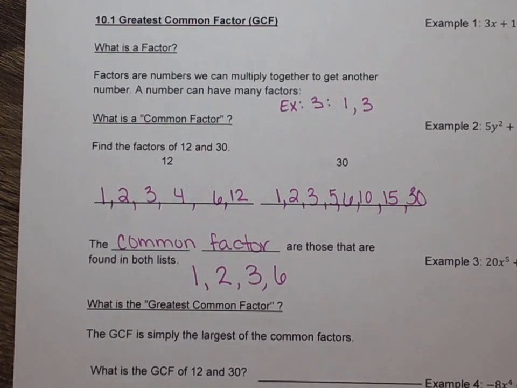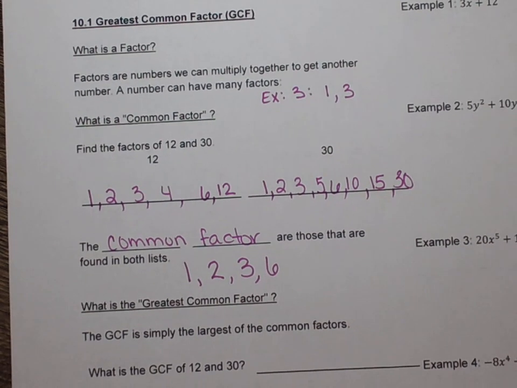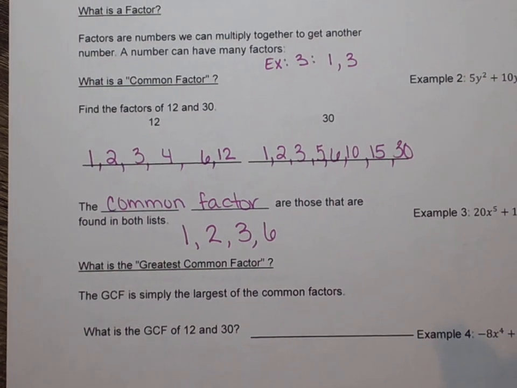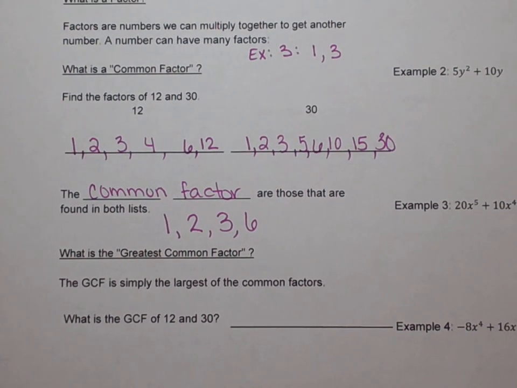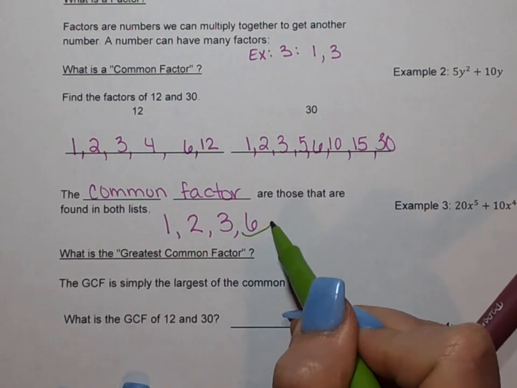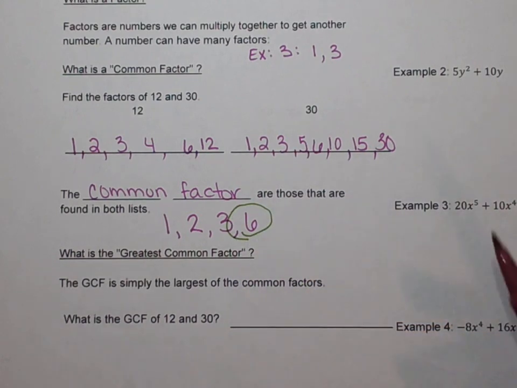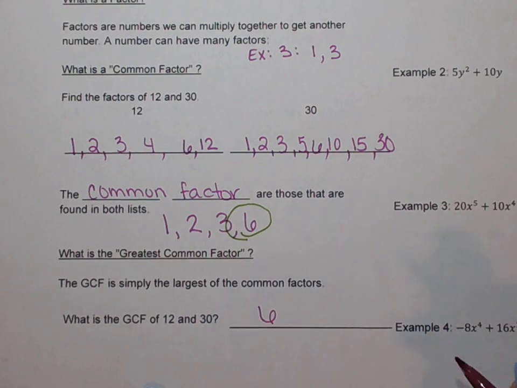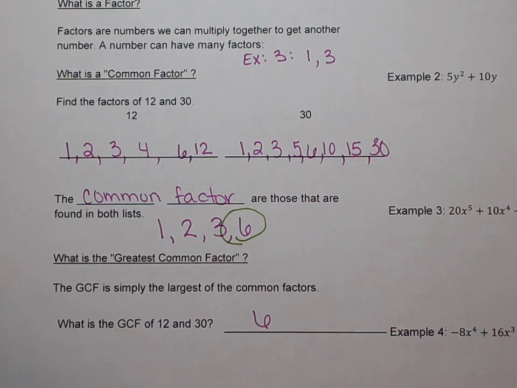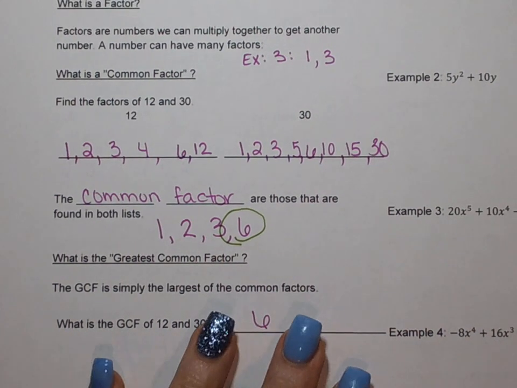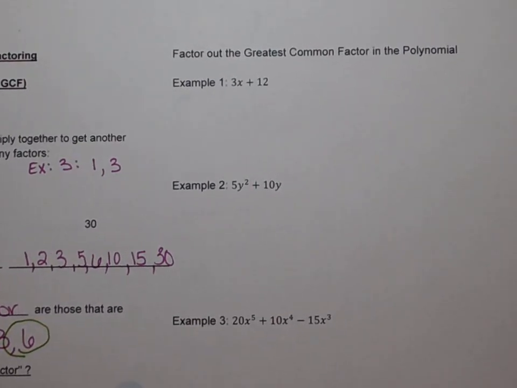So now let's look at the greatest common factor. Greatest common factor is just simply what it sounds like. It is the largest of our common factors. So if these are our common factors, then that greatest common factor is this biggest number right here, which is 6. Easy enough, guys.